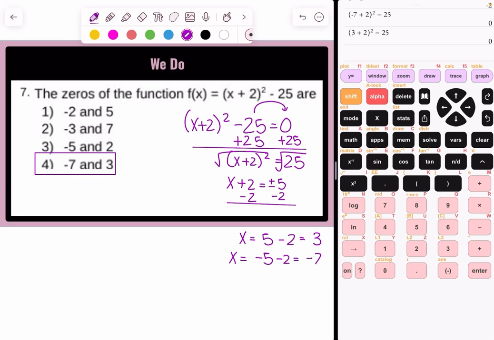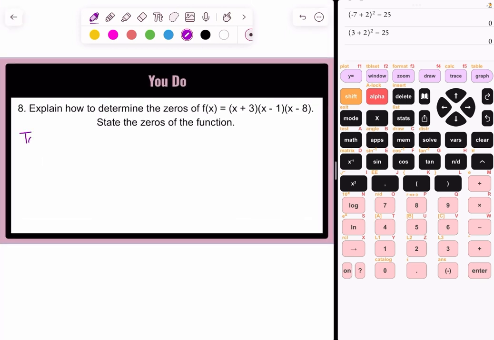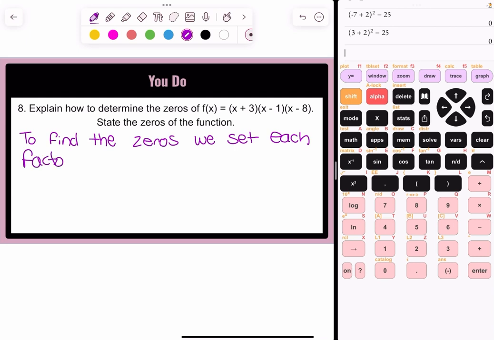All right, let's go look at number 8. Explain how to determine the zeros of this function. All right, to find the zeros, make sure you pause the video and try this on your own. Okay, so you do problem. So how do you find the zeros? Pause it and write it down. To find the zeros, we set each factor to 0 and solve the equation as so. So let's show them how we do that.